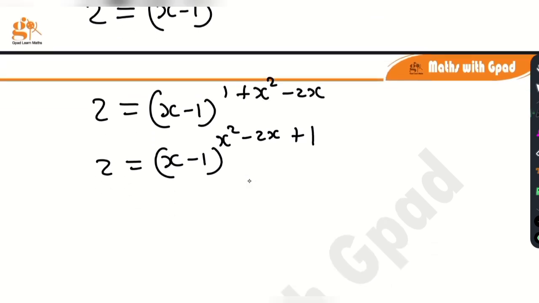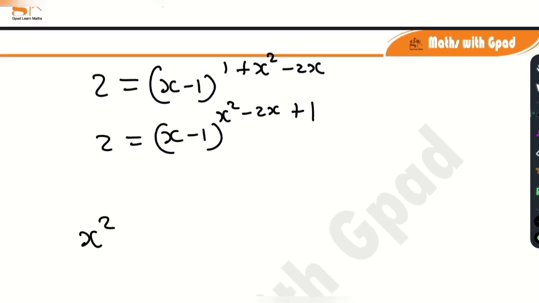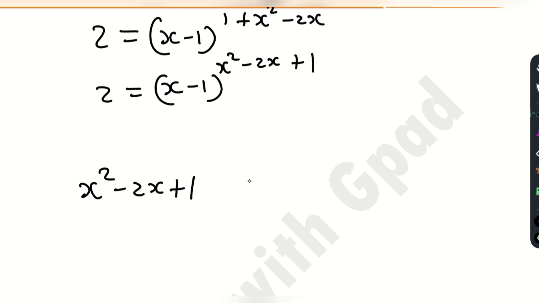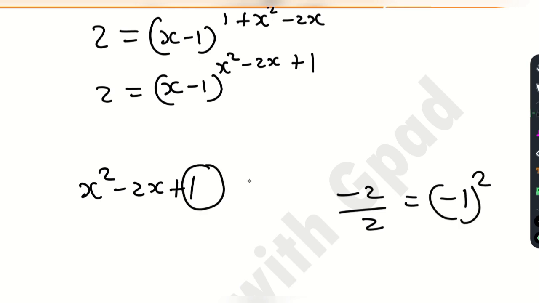How do I know that? Now let's bring it out. x squared minus 2x plus 1. To test if this is a perfect square, look at the middle term here. What is the middle term? The coefficient is what? Negative 2. If you half it, that's minus 2 divided by 2. What are you going to have? Minus 1. When you square it, what are you going to get? 1. And what is this constant term? It is 1. So this is how you know if an expression is a perfect square.